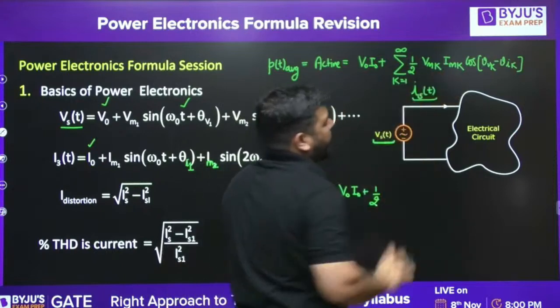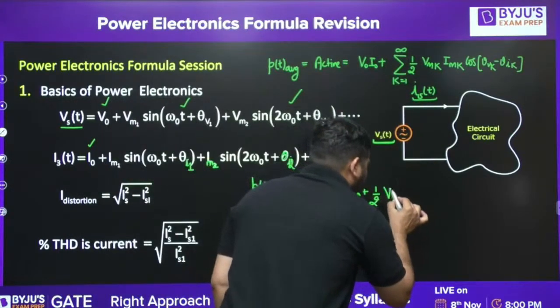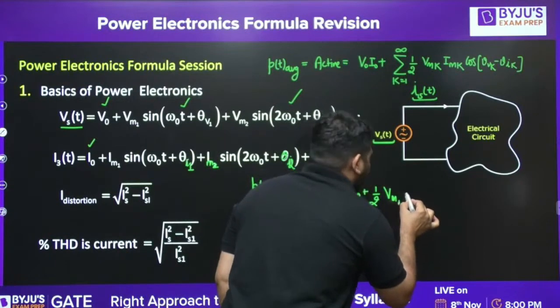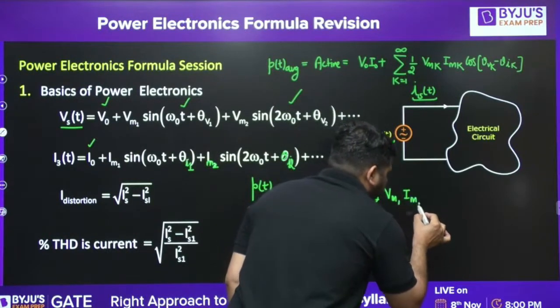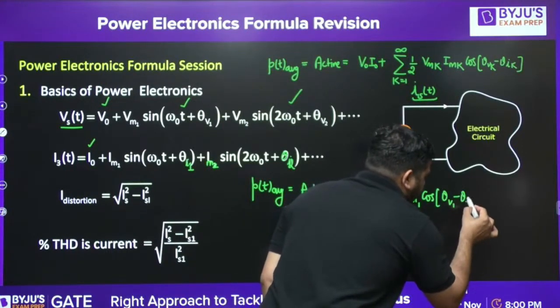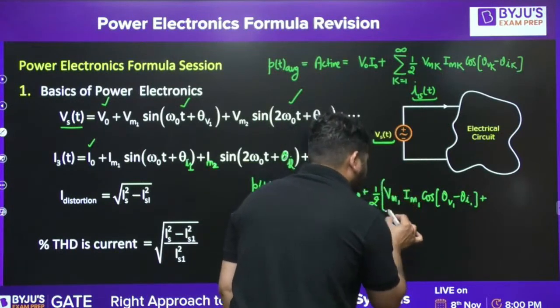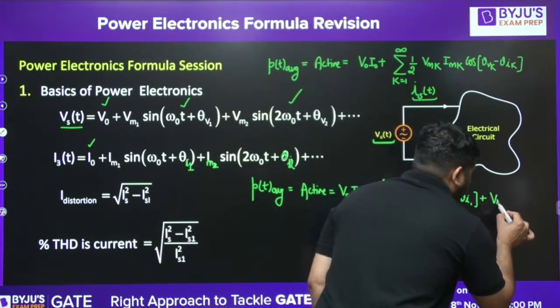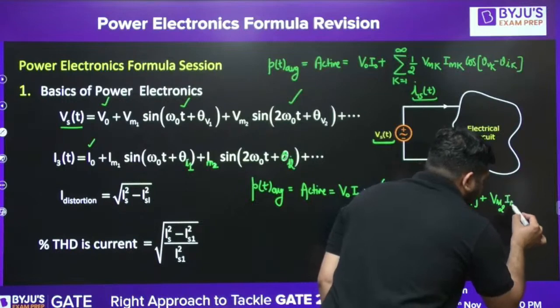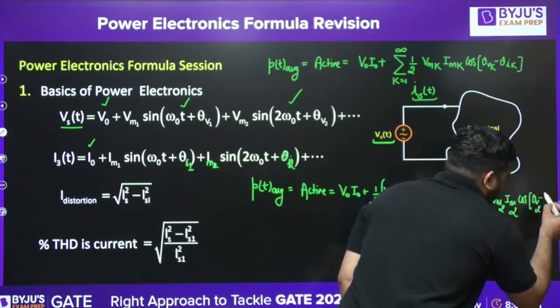Let's put K equal to 1 here. So if I put K equal to 1, it will be Vm1 into Im1 cos of theta v1 minus theta i1, plus 1 by 2, let's take 1 by 2 common, plus Vm2 Im2 cos of theta v2 minus theta i2, and so on.